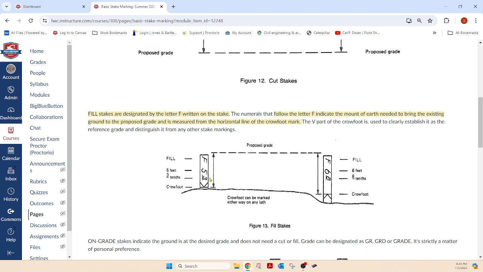Why is this 5 and 3 and this 6 and 8? Well, the existing grade is lower over here. We got to fill further. The existing grade is higher over here. We don't have to fill as far.